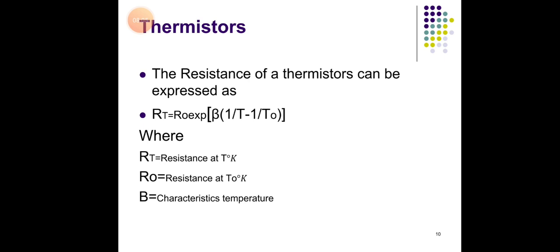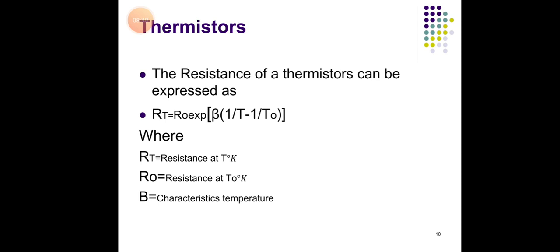Thermistors are also temperature dependent resistors, like RTDs. They are made of semiconductor material which has either positive or negative temperature coefficient of resistivity. The resistance of a thermistor can be expressed as RT is equal to R0 exp(beta (1/T minus 1/T0)).